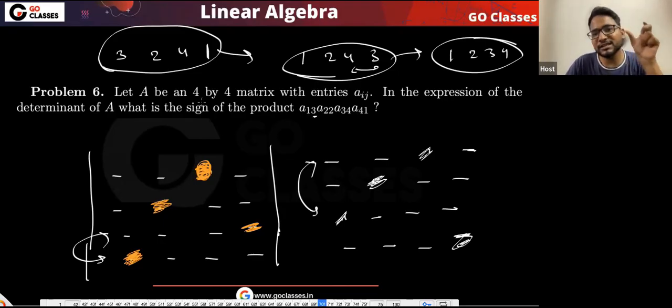Given these are the last indexes, because the first index is fixed. You are taking something from the first row, something from the second row, something from the third row, something from the fourth row. So the first index will always be 1, 2, 3, 4, like that only. Thus, based on the second index, you are having plus sign or minus sign.